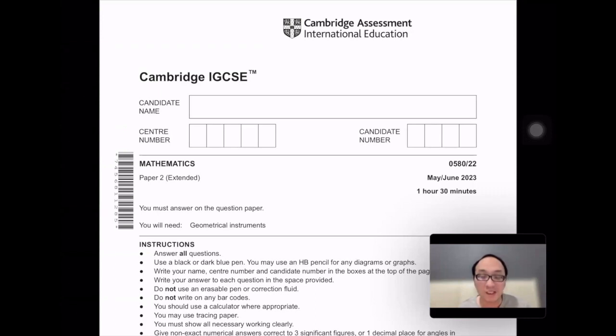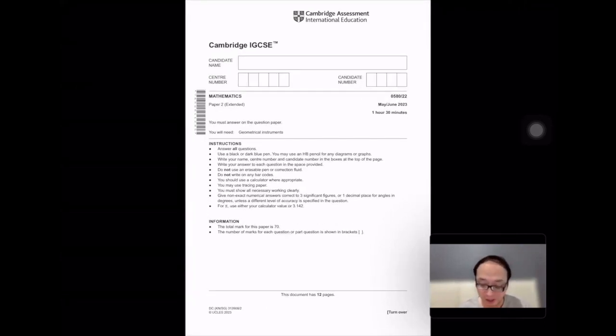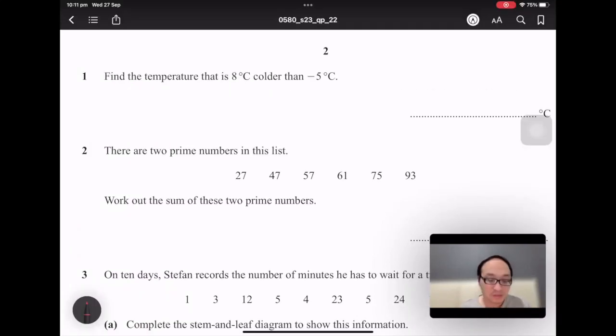This is IGCSE Mathematics, Paper 2, Variant 2, May/June session 2023. Let's start with the first question.